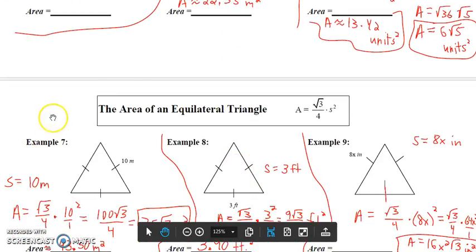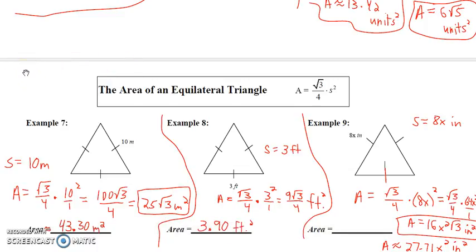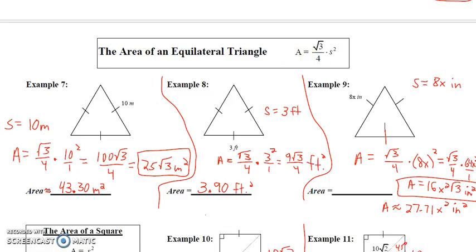Now, moving along. We actually have an area formula, base times height over 2. That works for any triangle. But there's also a specific area formula that only works for equilateral triangles. So you might think, an equilateral triangle is a triangle. Why would I want to use a whole new formula when I can just do base times height over 2?